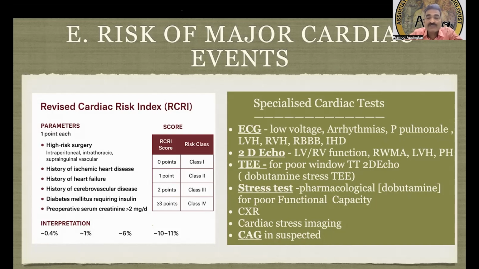The problem with the 2D echo is that the window we get is very problematic. We cannot get a clear window with the 2D echo, and we cannot assess exactly the biventricular function and pulmonary hypertension with this. So it is better to do the TEE to assess. And the stress test also, they cannot do much in super obese patients.